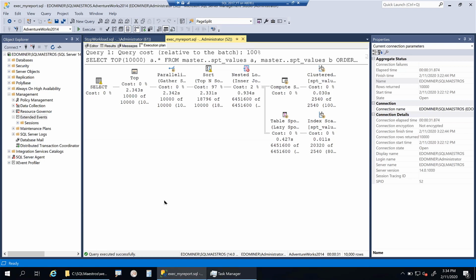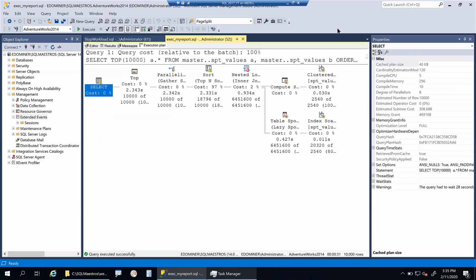So Harun has a good question. What if no warnings are shown in the execution plan? Great. What if no warnings were shown? Of course, if there were no warnings shown, still I would do what I'm doing next, which is I'm going to select the select operator here.